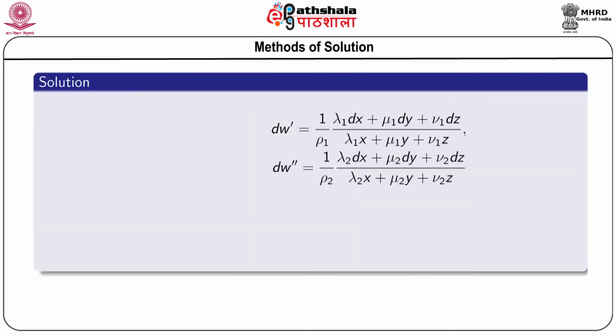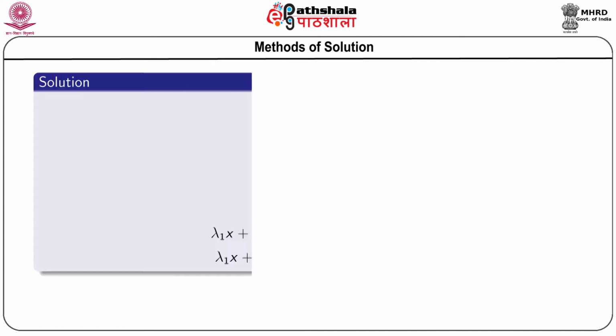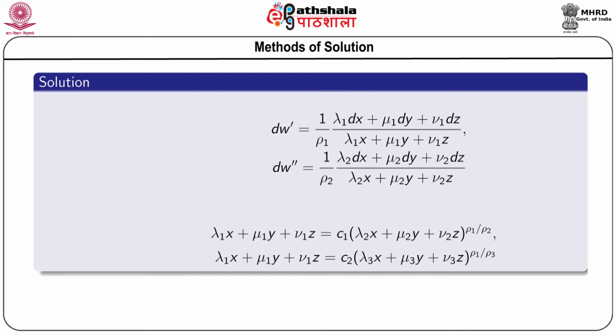So, equating those expressions we will get this relation. If we equate the first two equations we will get an equation of this form, and there will be a third relation corresponding to rho equals rho 3 and lambda 3, mu 3, nu 3. Equating the first one and the third one we will get an equation of a surface like this. Thus, we get two integrals of the given equation. So, in this way, using method 2, we can solve the given equation.